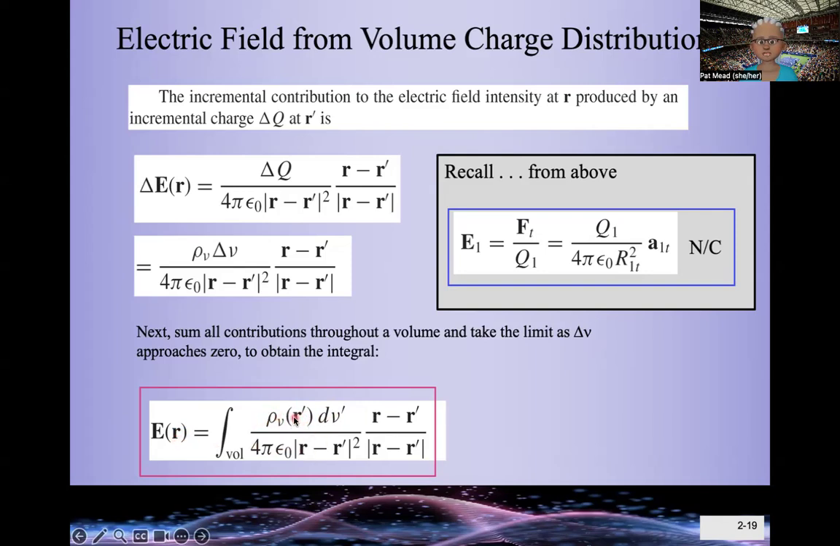So x prime, y prime, z prime, and x, y, z. The magnitude of the distance between the charge and the field point is going to be |r minus r prime|, squared, right? Because it's distance squared. And then the unit vector is going to be r minus r prime divided by the magnitude of r minus r prime. Okay. All right.